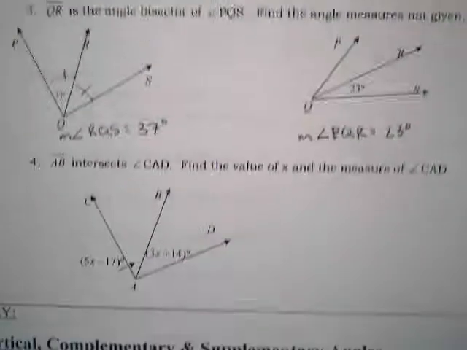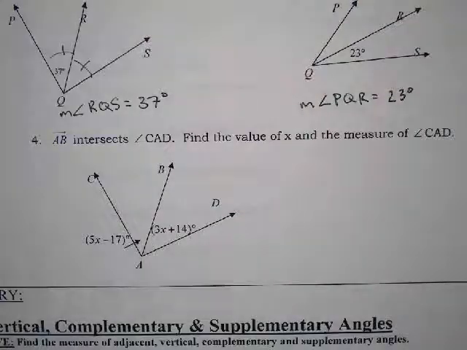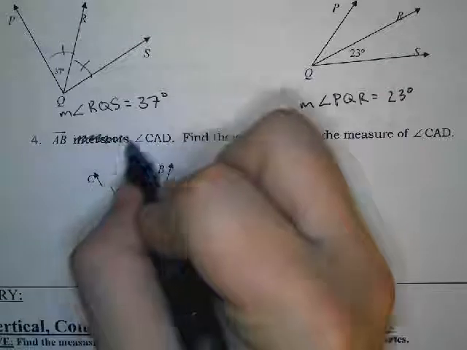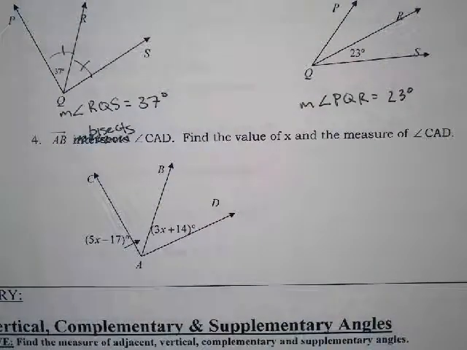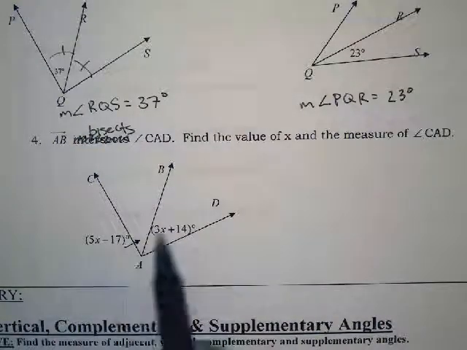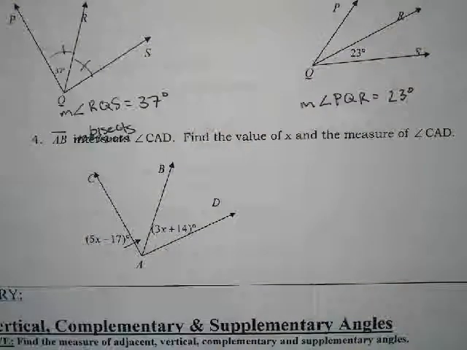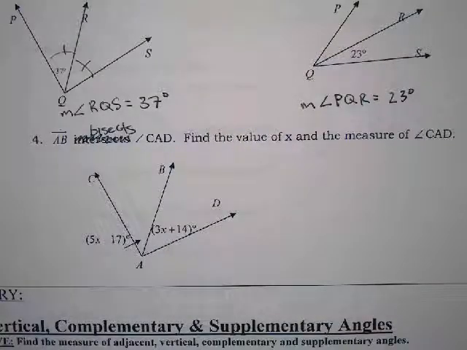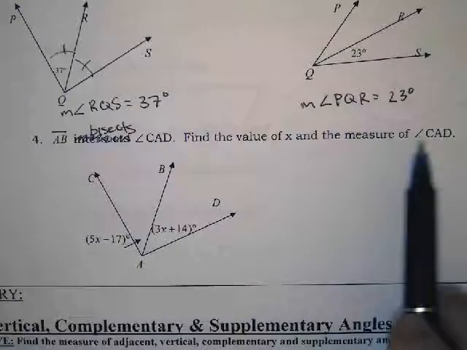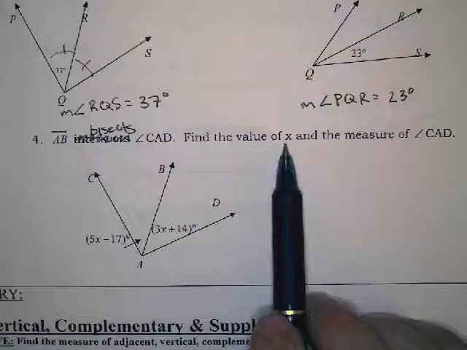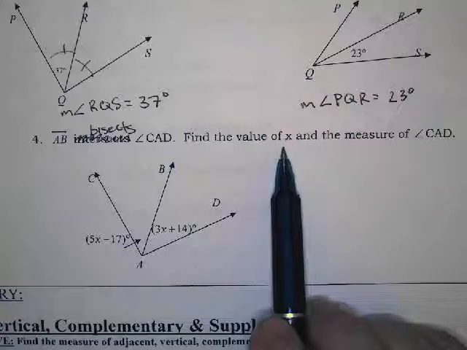Now number 4, I'd like you to try number 4 on your own. Remember, we're just saying that these two angles, if AB, not intersects, but bisects. If AB bisects angle CAD, what can we say about these two angles? So please try this one on your own right now, and then we'll compare our results. Remember that our end goal is to find measure of angle CAD. So just because we find X does not mean we are done.